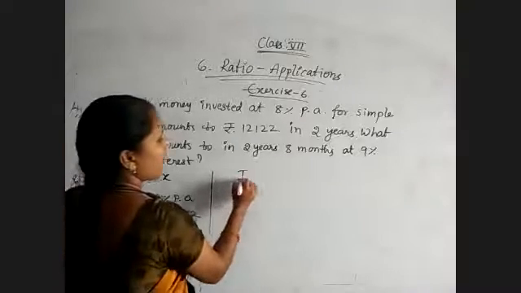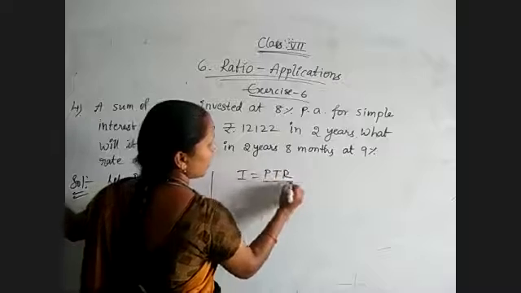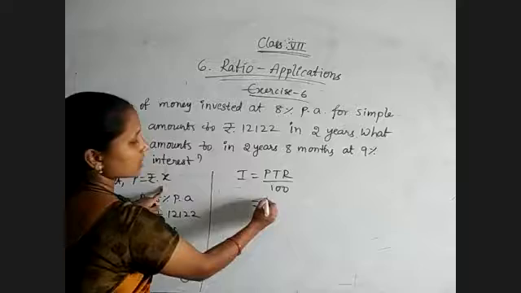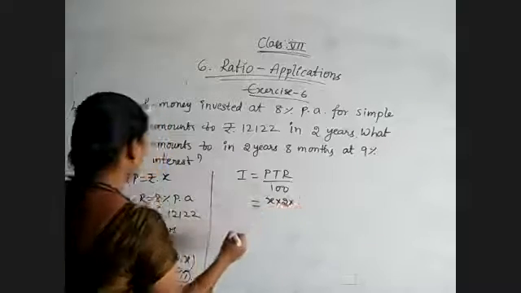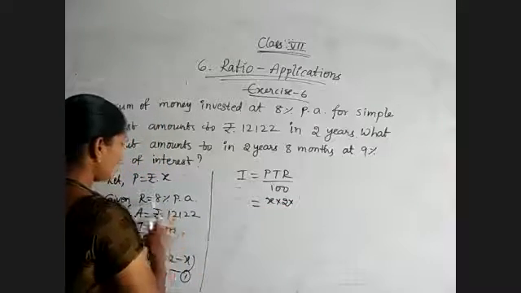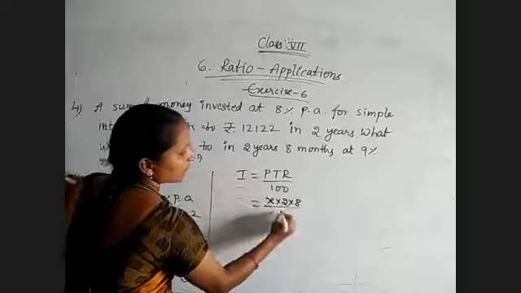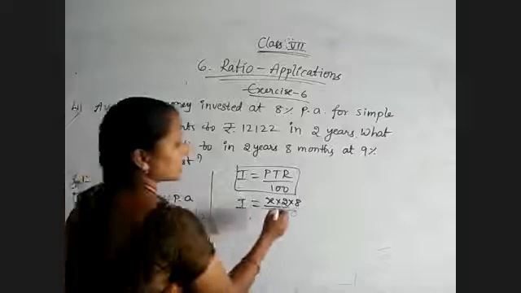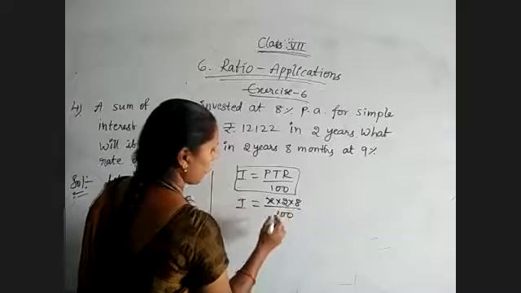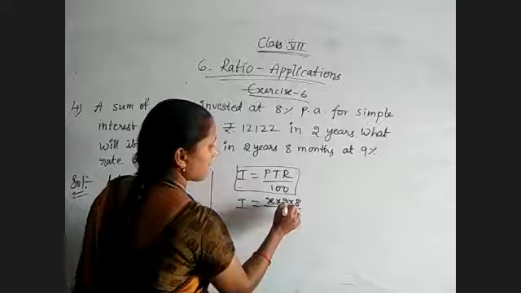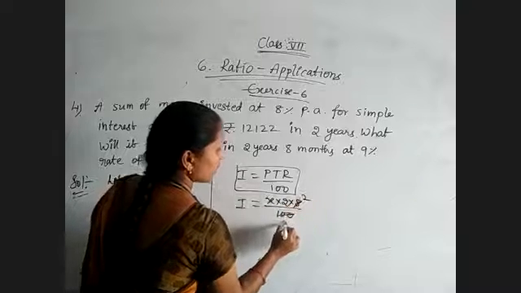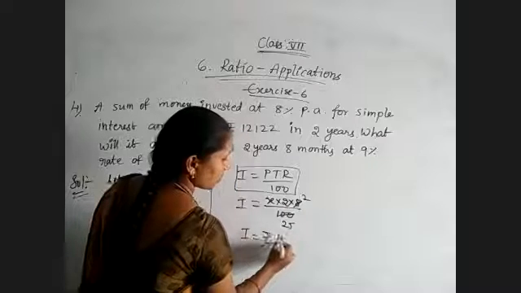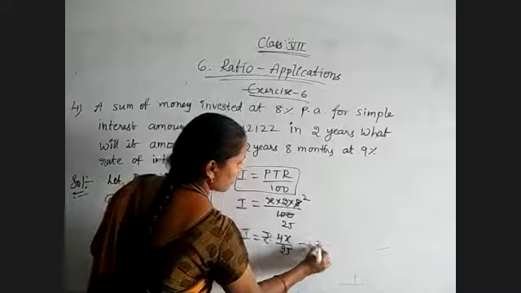And we have I is equal to PTR by 100. From this formula, the P value we don't know, it is X, T is 2 years, and R is equal to 8% per annum divided by 100. This will be the I value using this formula. So what will we get? 4 2s are 4, 25s are... So I is equal to 2 2s are 4x divided by 25. Let it be equation 2.